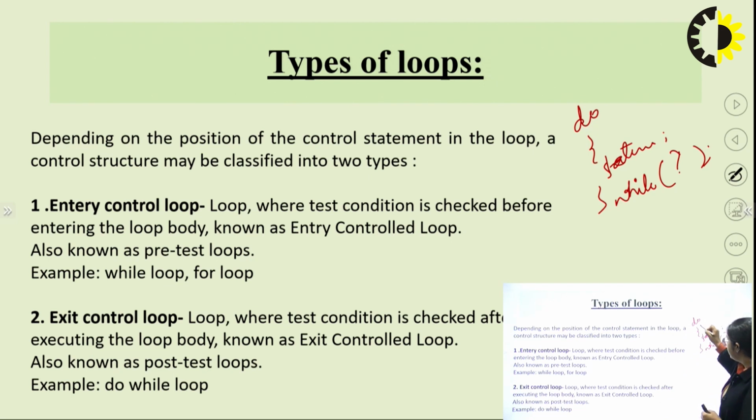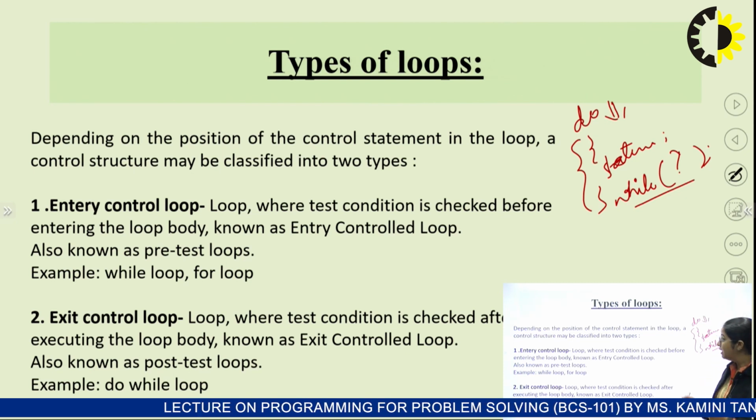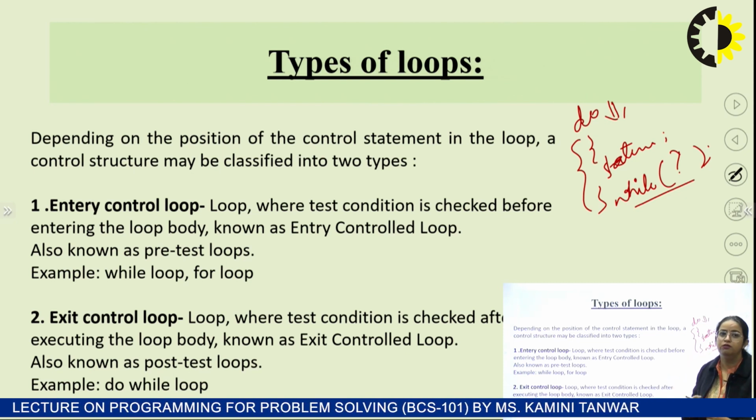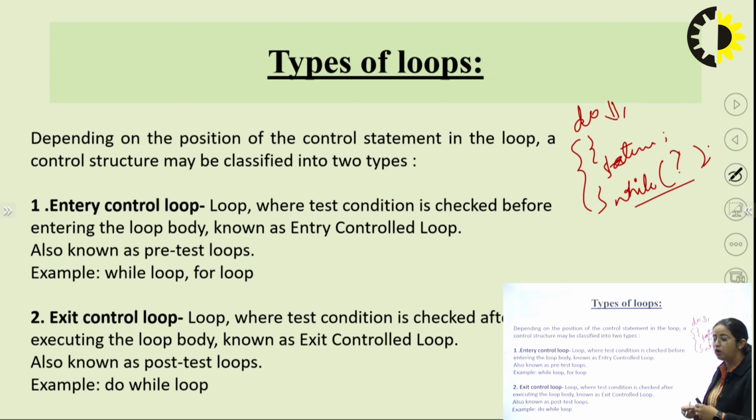What is happening here? In the exit control loop, execution happens first, at least once. After that our condition is checked. So in this exit control loop, at least once you get the output, whether you give a true condition or a false condition. Means at least once it will execute and give you the output. But in the entry control loop you will only enter into the loop after checking the condition. If the condition is satisfied, then only can you execute or get the output, otherwise you cannot get the output.